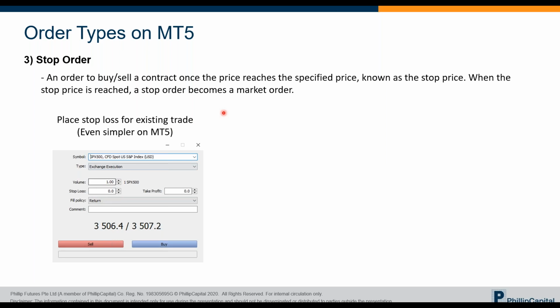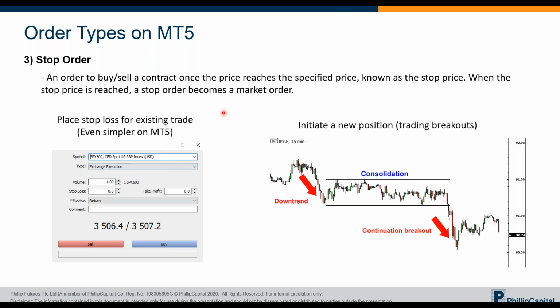The other reason is to initiate a new position, meaning to say mainly for trading breakouts. A breakout happens when a stock or the index or FX price breaks through a defined support or resistance level. If you look at this example over here, which is the dollar against the yen, you can see that the price went downtrend and it started to consolidate between a predefined range, which is a strong support and strong resistance level. So a breakout happens when the price breaks through one of these price barriers.